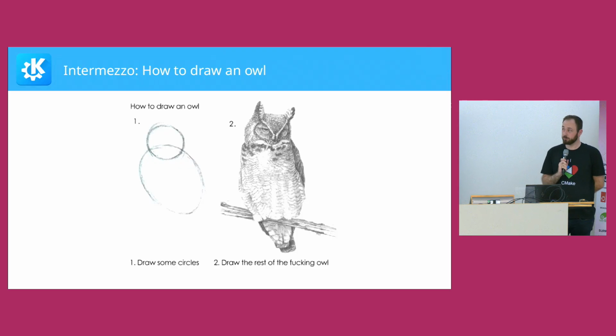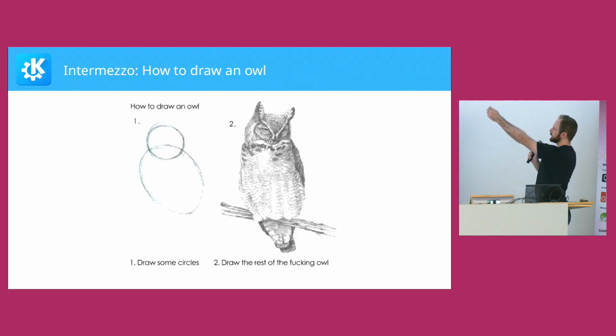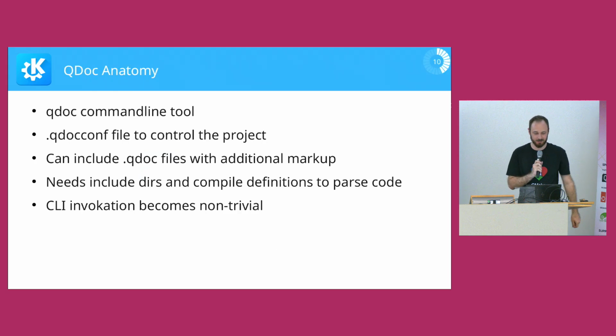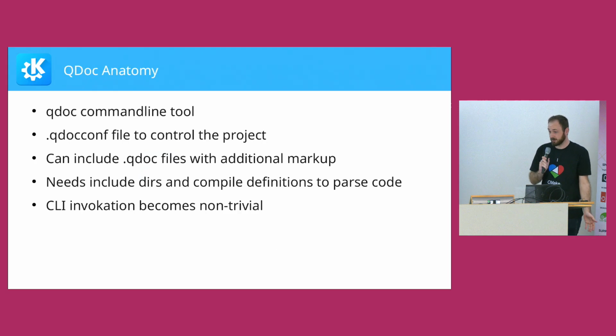Now, before we get into more documentation stuff, we need to talk about owls, specifically how to draw them. First of all, you draw some circles. Step 2, you draw the rest of the owl. What does that tell us about QDoc? Well, I had some technically rather impressive circles now. Now I just needed to do the rest of it. What does that rest look like?